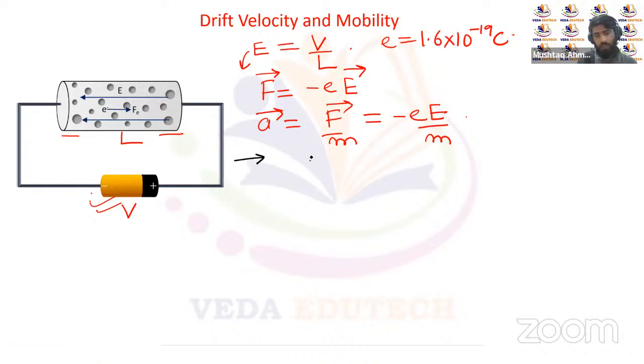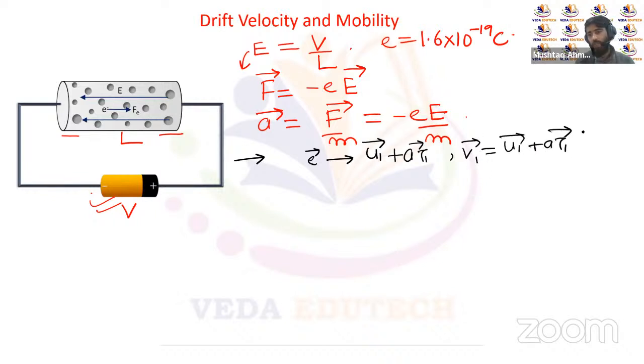Suppose this is electron 1, having an initial speed u1, and an acceleration a, and it travels for a time tau 1. Then its final velocity is v1 equal to u1 plus a tau 1. So this will be the final velocity after time tau 1 for this electron.